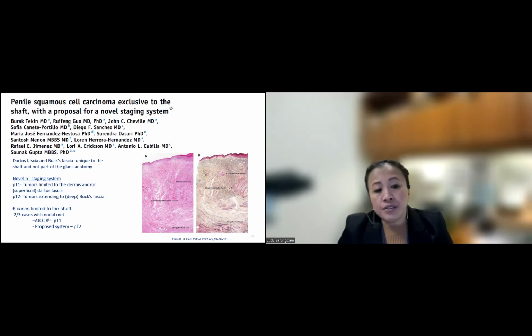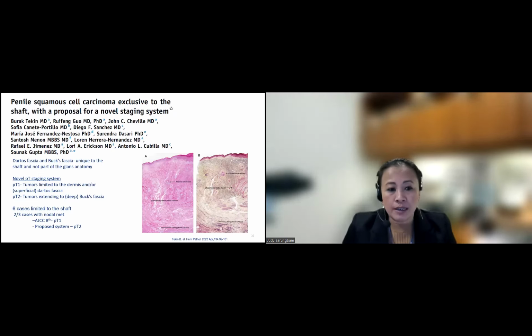Since the shaft of the penis has a somewhat different anatomy, as I discussed initially, this portion has the dartos fascia and the buck fascia. The dartos fascia or muscle is, as I mentioned, a discontinuous layer of smooth muscle fibers, while the buck fascia is composed of loose fibrovascular tissue. So Taken et al. proposed a staging system for the shaft of the penis based on this anatomy.